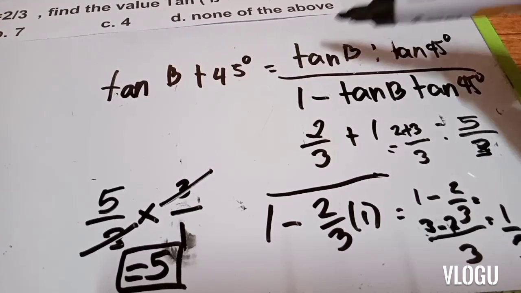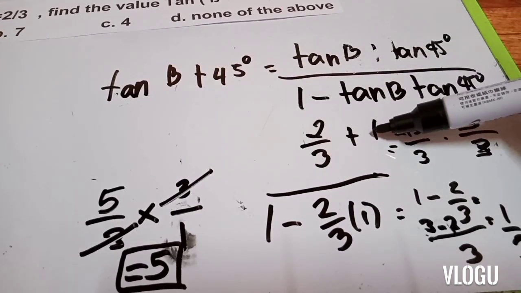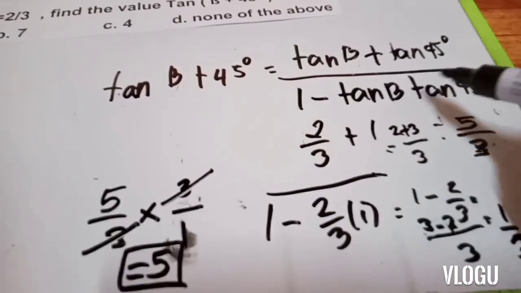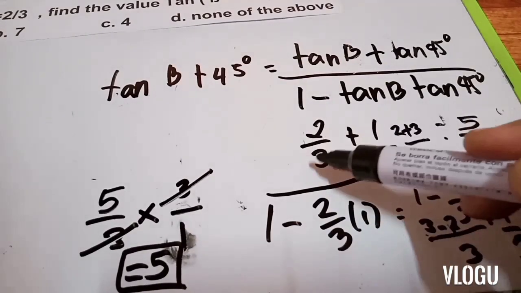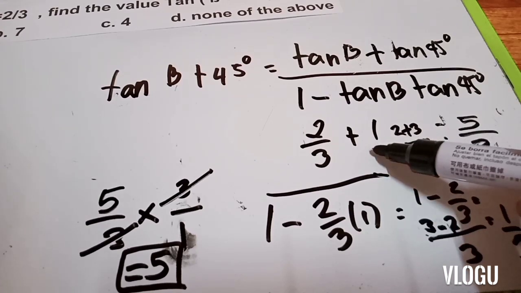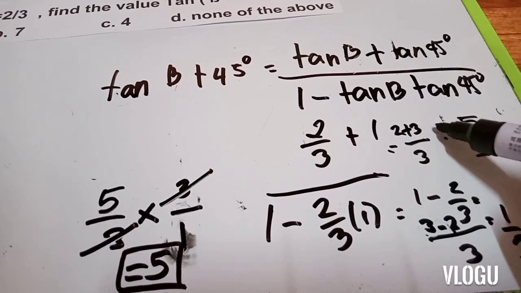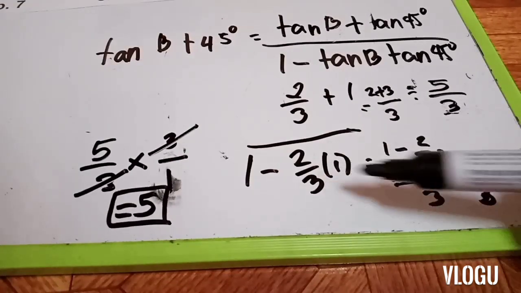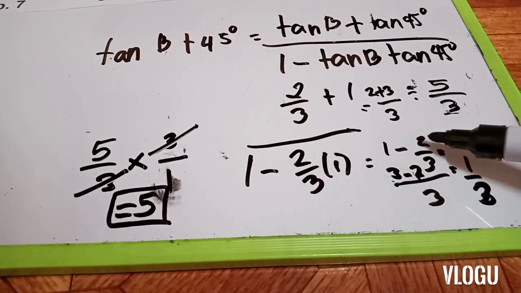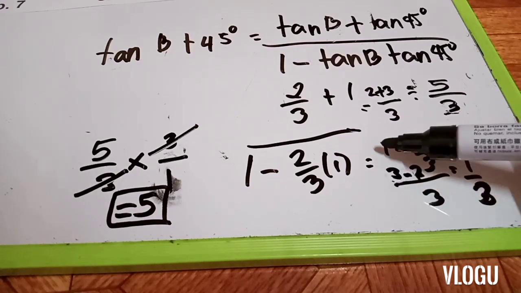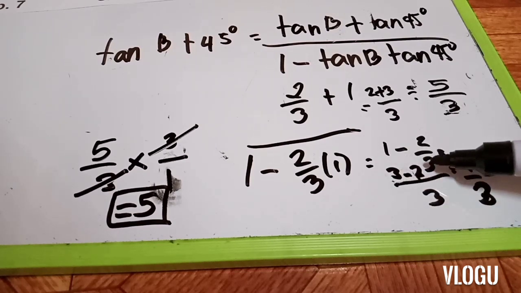Okay. Let's try again. Tangent B will become 2/3. Tangent 45 will become 1. Is that correct? 3 divided by 3 is 1. 1 times 2 is 2. 3 divided by 1 will become 3. 3 times 1 will become 3. The answer is 2 plus 3 will become 5 divided by 3. And then the other one is 2 times 1 will become 2. And then 3 divided by 3 is 1. 1 times 3 is 3. 1 times 2 is 2. So the answer 3 minus 2 is equal to 1/3.